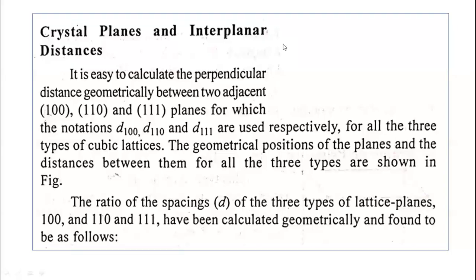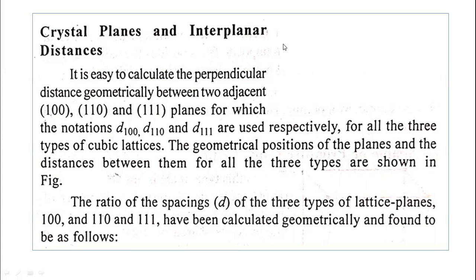So today we are going to discuss crystal planes and interplanar distances. We know the different types of planes: 100 plane, 110 plane, 111 plane. In the previous lecture, we discussed them. So, crystal planes and interplanar distances.